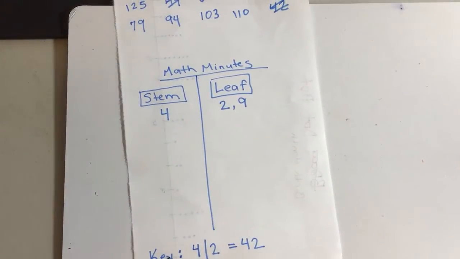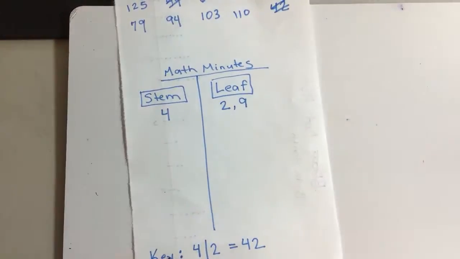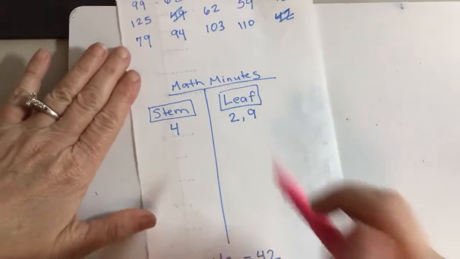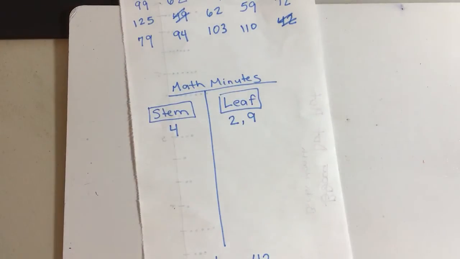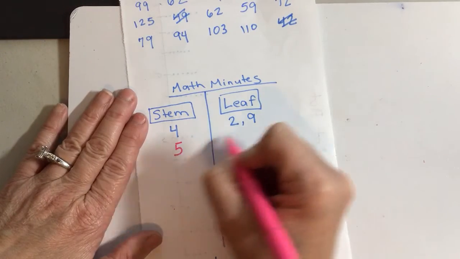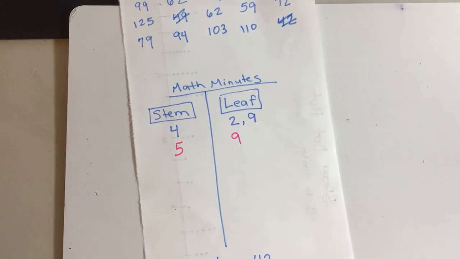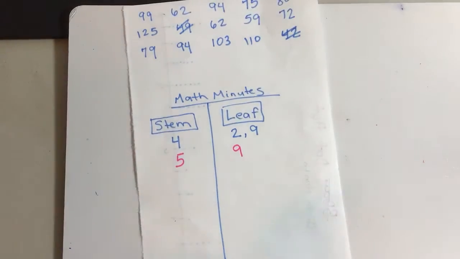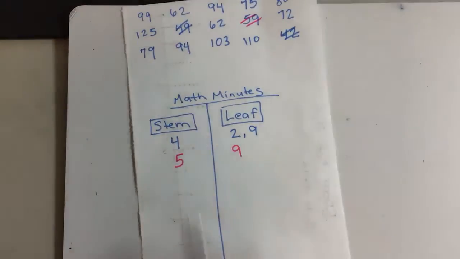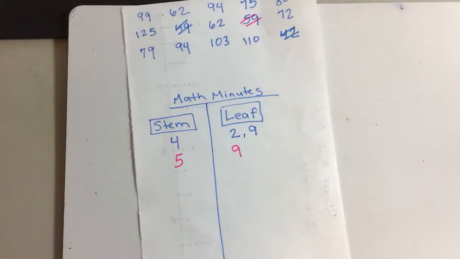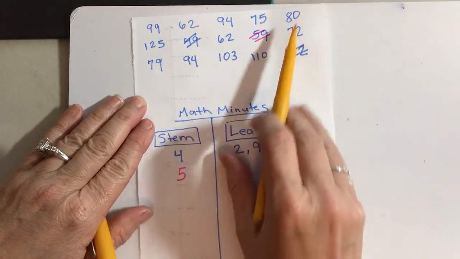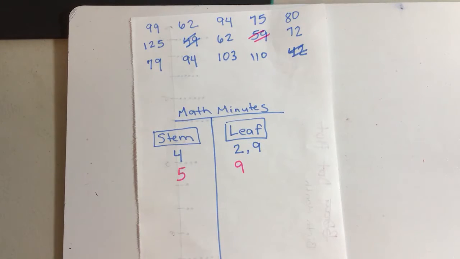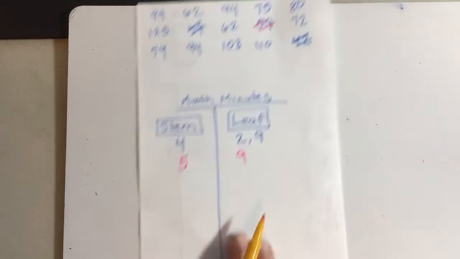Now I can look at the 50s. Now I'm going to do this just a different color just so that you can kind of tell. Let's look at the 50s, okay? I have 59, and then I don't have any other 50s, okay? So I can do 59. All right. Let's look at the 60s. I have a 62, 62. I just have 2 60s, and they both are 62. So I have to represent both of them.